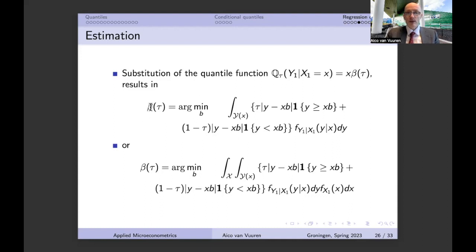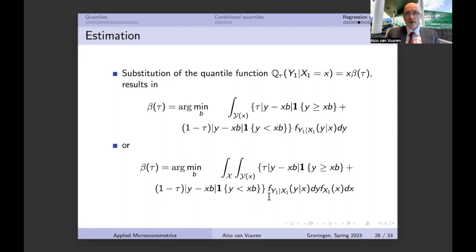Well, we can generalize that by saying that I can even add up with respect to all the x's. Assuming that x is continuously distributed, that implies that if I integrate over all the x's this criterion function that we have over here, multiply it with the density function, and then minimize this criterion function, then I still will get beta tau.